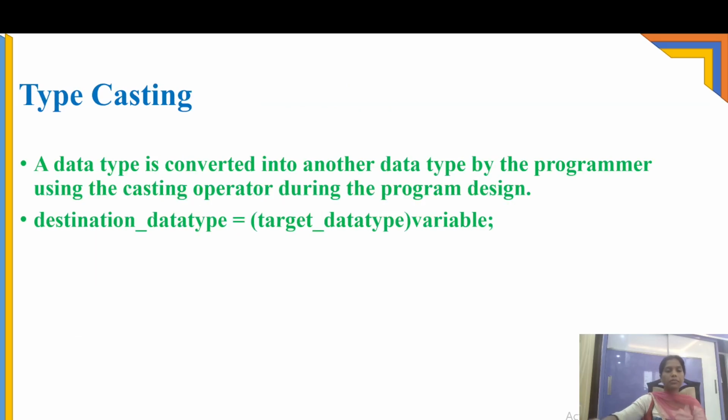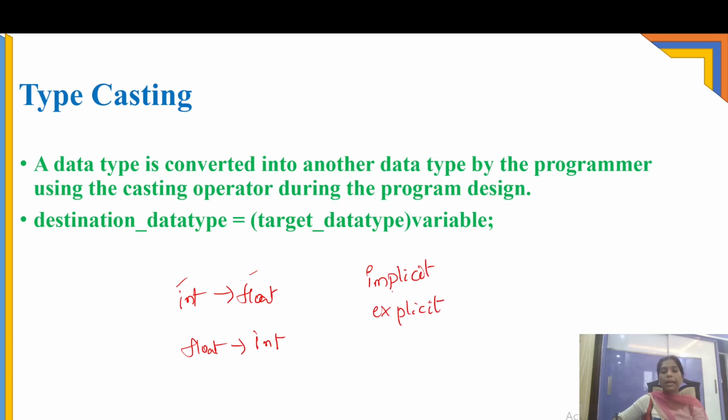Next, typecasting. Type means data type, casting means converting. So we are converting from one data type into another, like int to float, float to int. Converting one data type into another is called typecasting. We have different types of typecasting: implicit and explicit. When one data type is automatically converted into another, it is called implicit typecasting.